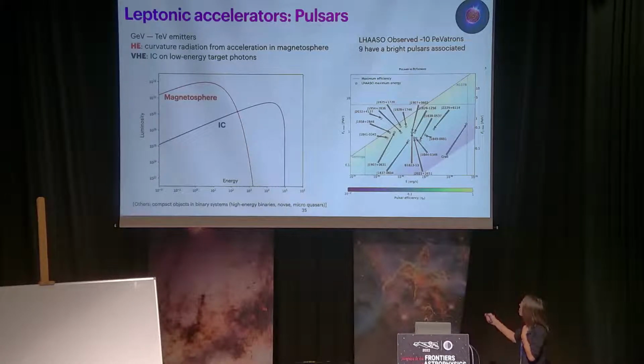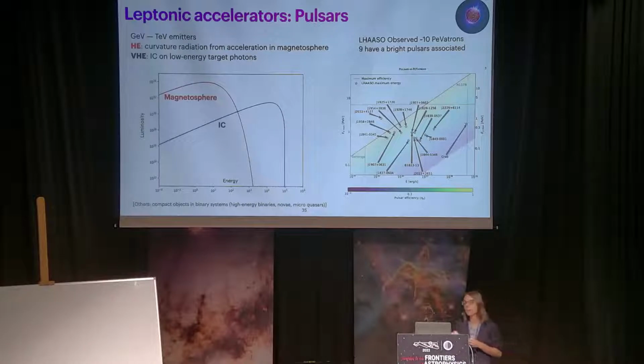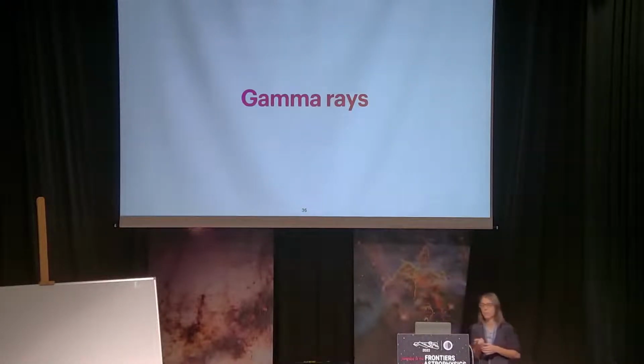Interestingly enough, LHAASO has detected 12 PeVatrons, so up to very high energy, and 9 of them are actually detected close to pulsars. So there might be good chances, although it is not settled yet, that pulsars may be PeVatron accelerators.